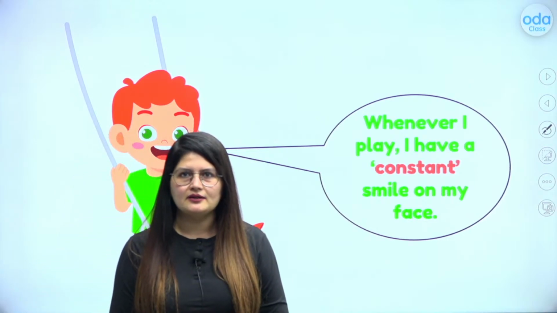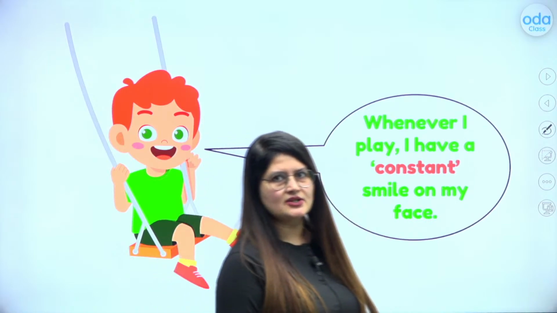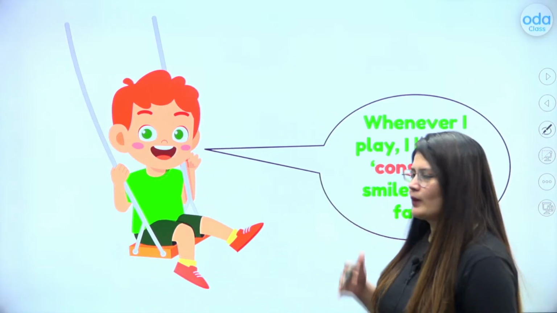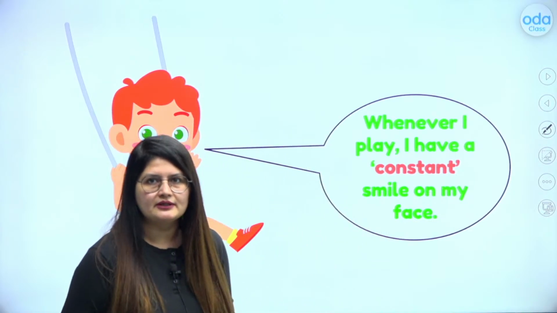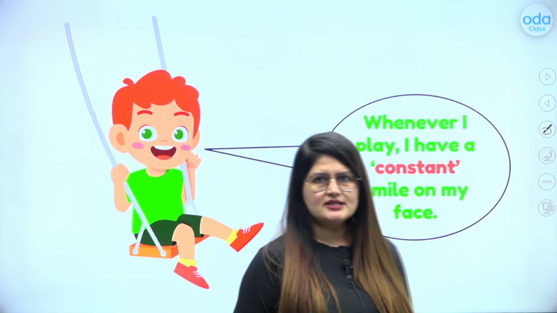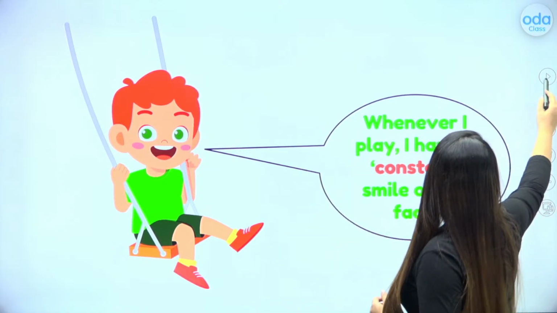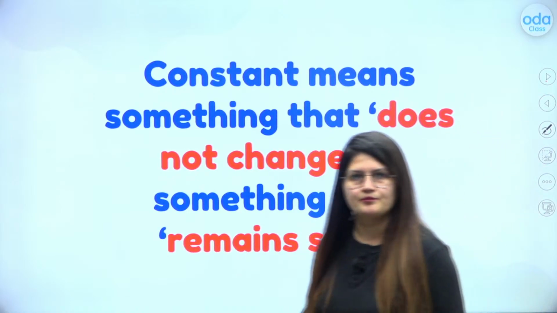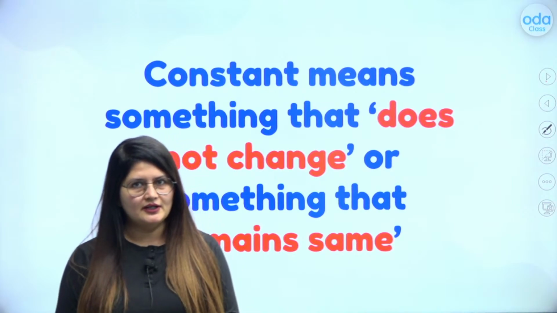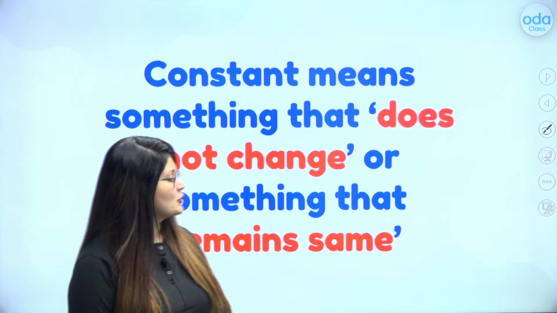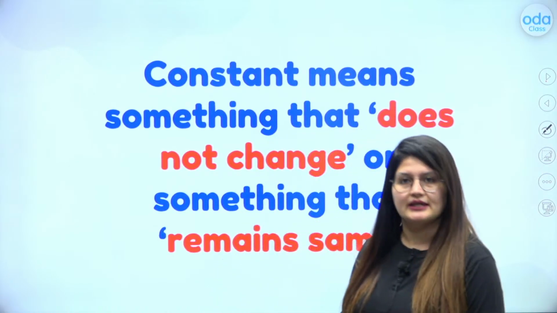Now what does that mean? That there is a smile on my face which never changes. So whenever we are talking about constant, that means we are talking about something that is not changing. Yes? So a constant is something whose value remains the same, or whose value doesn't change. So constant is something that does not change or remains the same.